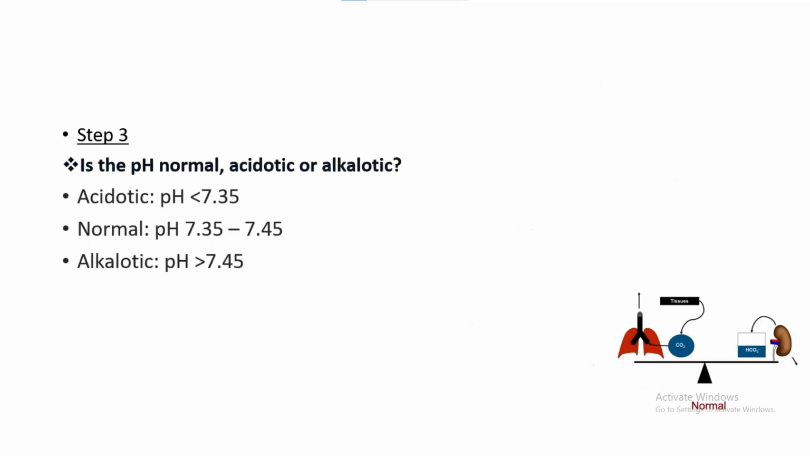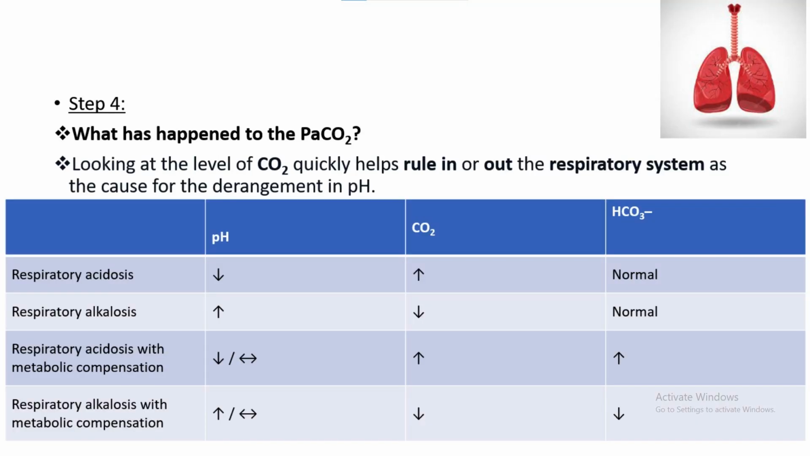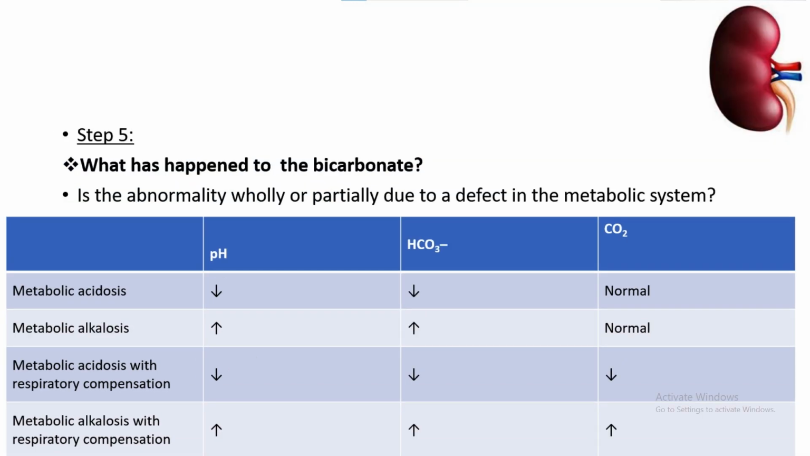Step 3. Is the pH normal, acidotic, or alkalotic? Acidotic: pH below 7.35. Normal: pH 7.35 to 7.45. Alkalotic: pH above 7.45. Step 4. What has happened to the PaCO2? Looking at the level of CO2 quickly helps rule in or out the respiratory system as the cause for the derangement in pH. Step 5. What has happened to the bicarbonate? Is the abnormality wholly or partially due to a defect in the metabolic system?